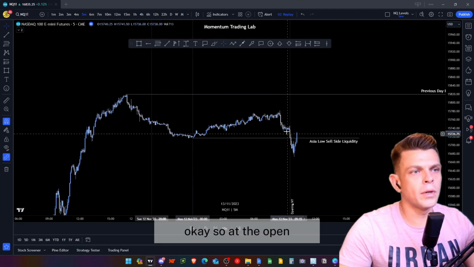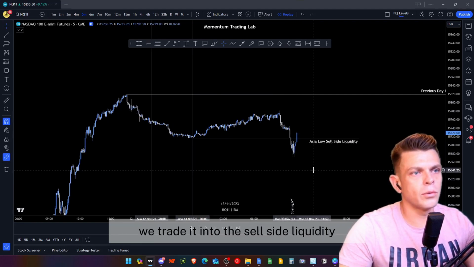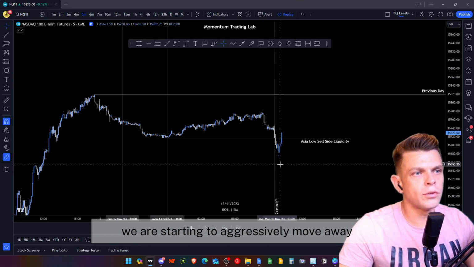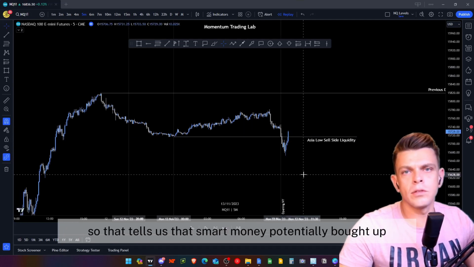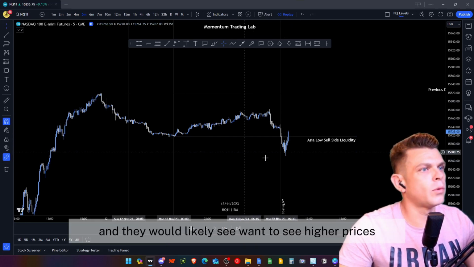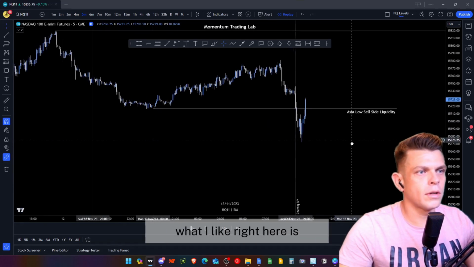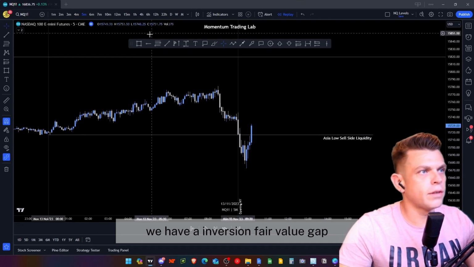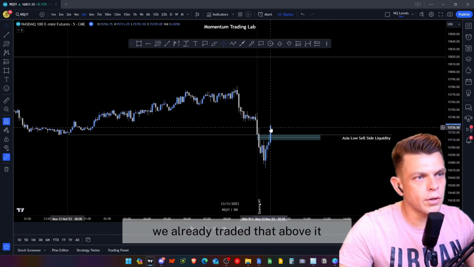Okay, so at the open, we traded into the sell side liquidity, and as you can see, we are starting to aggressively move away. That tells us that smart money potentially bought up these sell stops and would likely want to see higher prices. So what I like right here is we have an inversion fair value gap, and as you can see, we already traded above it.